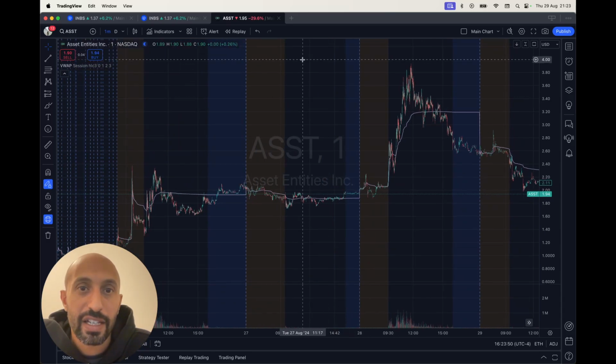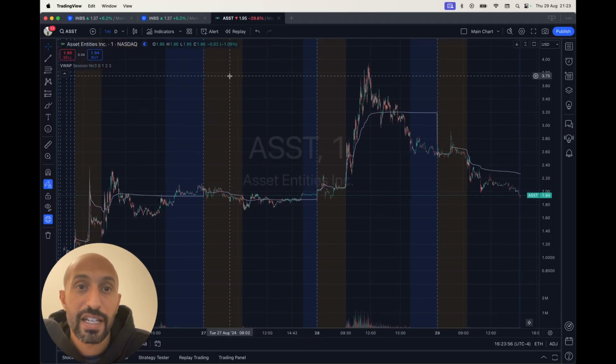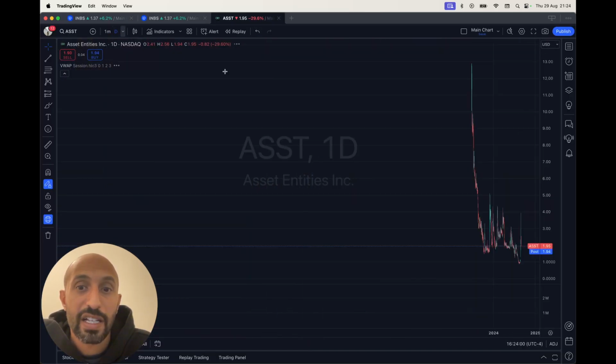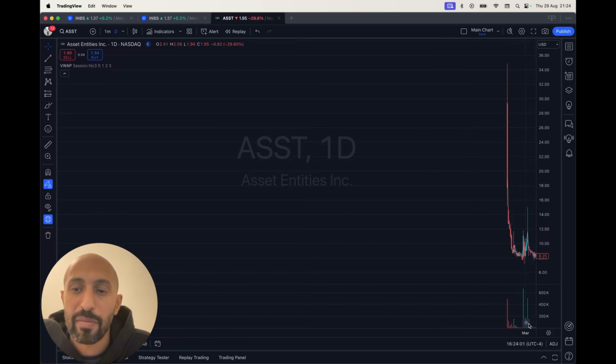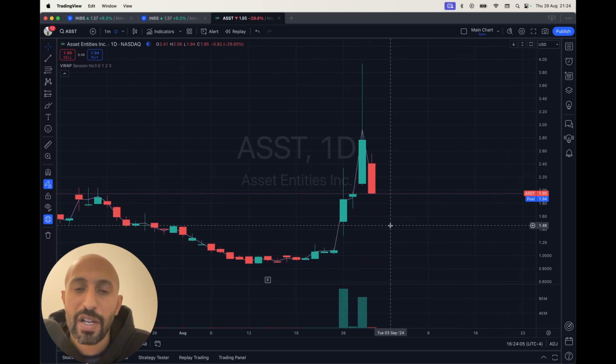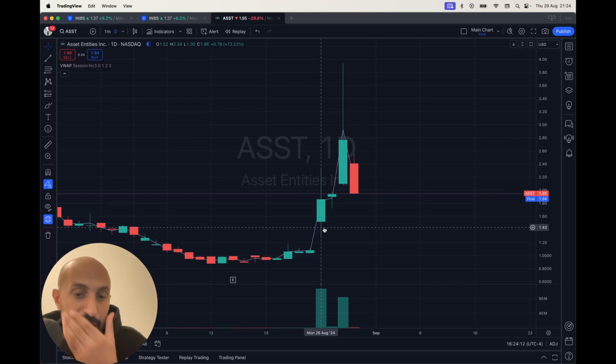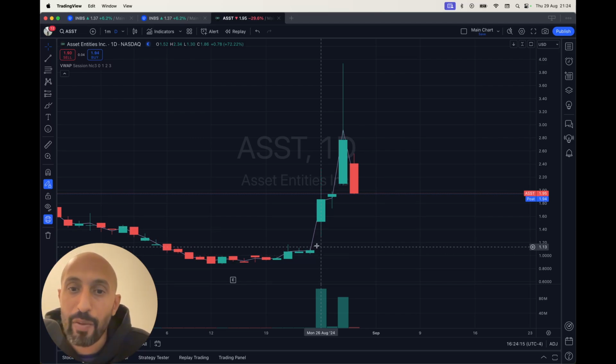So ASST, like I say, INBS could be categorized as a first green day bounce. ASST could be categorized as a third day surge, but also they are types of liquidity trap. So here again, if we look on the daily chart on the 26th of August, we have this big day one move, like 130%, something like that. Big volume, like 107 million shares traded.